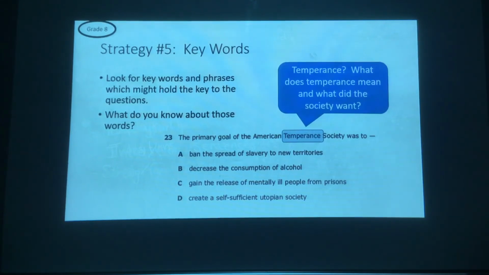So, A, ban the spread of slavery to new territories. Not a good answer. B, decrease the consumption of alcohol. Seems logical, but let's read all of the answers. C, gain the release of mentally ill people from prison. Probably not. And D, create a self-sufficient utopian society. That doesn't sound like a good choice either. So after we have read all of the answer choices, we can go back and choose B, decrease the consumption of alcohol.